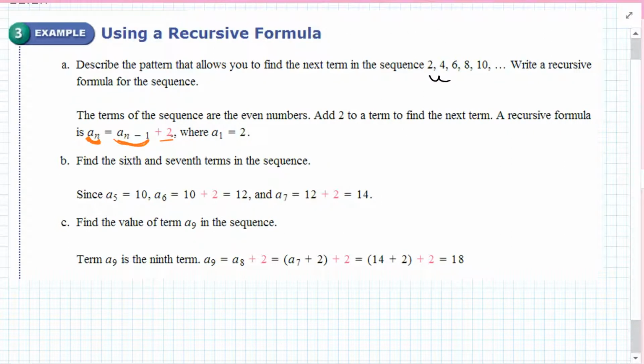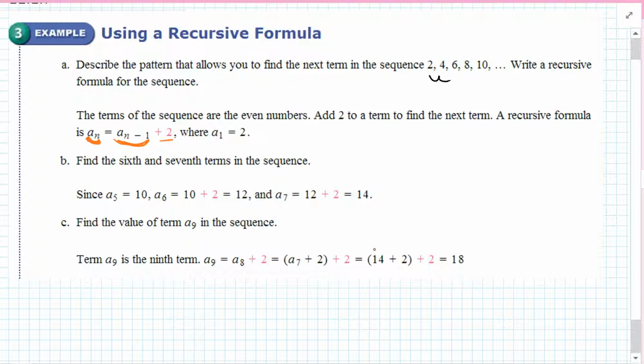To find the 6th and 7th term, we'd have to find what a5 is. So a5 is 10, a6 would be 10 plus 2, which would be 12, and a7 would be 12 plus 2, which would be 14. So find the value of a9 in the sequence. a9 would be a8 plus 2, which would be a7 plus 2, which we've already found out was 14, plus 2, which would be 18.